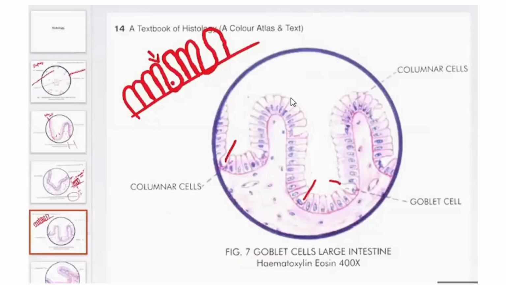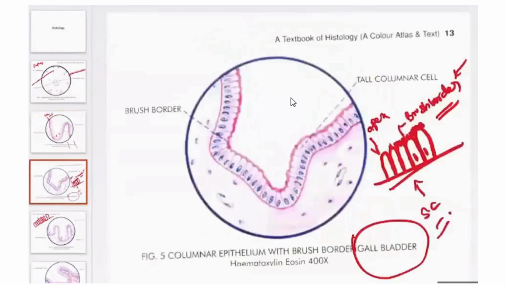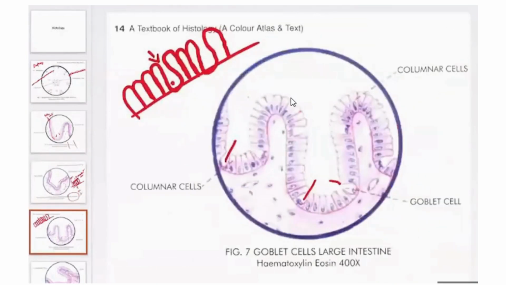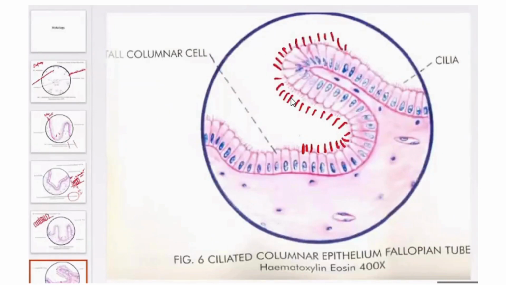Everything is simple columnar, but we have modifications. This is simple columnar. Stomach: simple columnar with thickening of the apex of the cell, the brush border. Goblet cell: large intestine. Now simple columnar with hair-like projections over the surface of the apex of the cell, called cilia, is seen in the fallopian tube. So in simple columnar we have seen simple, brush border, goblet cell and cilia.